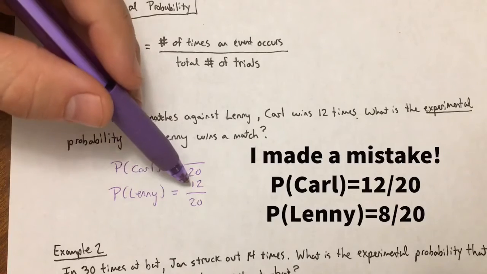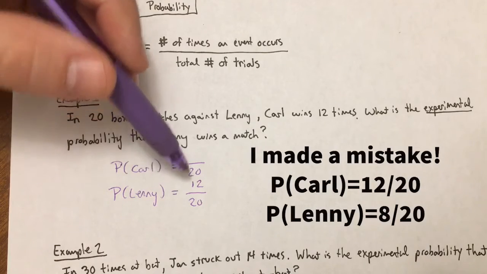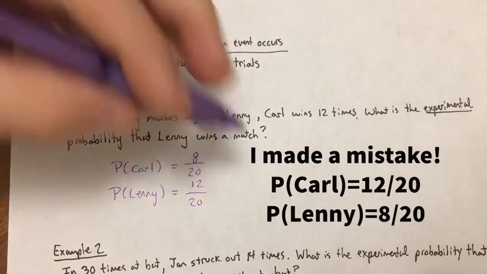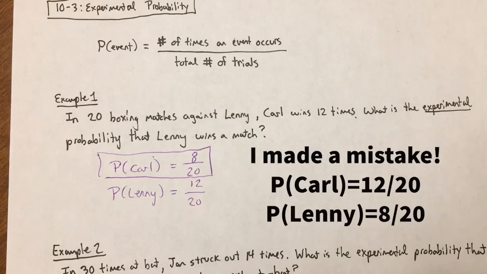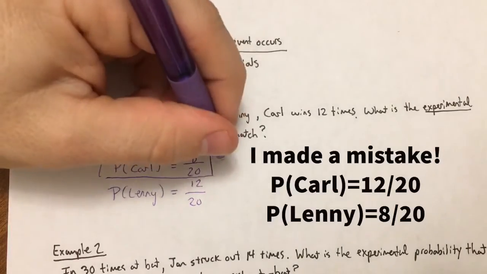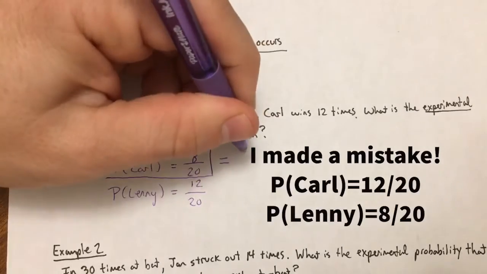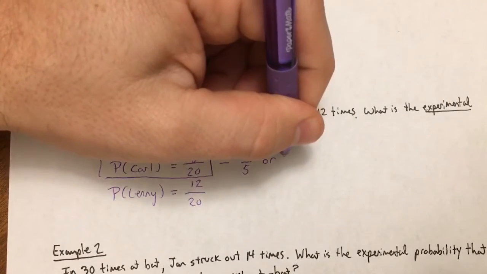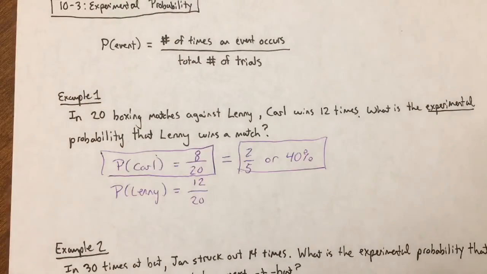Well, if we think about it, Carl won 12 matches, so that leaves 8 left over that Lenny won. So the answer for our problem would be 8 out of 20. Now, technically, this is correct, but we can simplify that probability, because 8 out of 20 share a common factor, so that simplifies down to the probability of 2/5. Or that's the same thing as 40%.